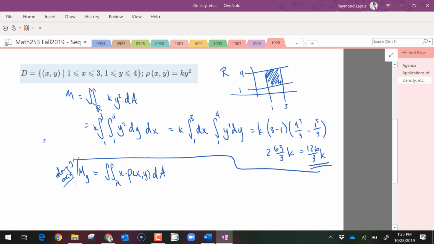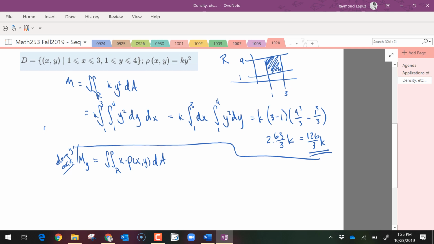All right. So let's walk through this computation. We have our limits already, so that's all set up, and then we'll just do the integral. So this is going to be a constant k outside, double integral of x times y squared dy, y goes from 1 to 4, and x goes from 1 to 3, and we can split all that up. Integral 1 to 3 with respect to x, integral 1 to 4, y squared dy.